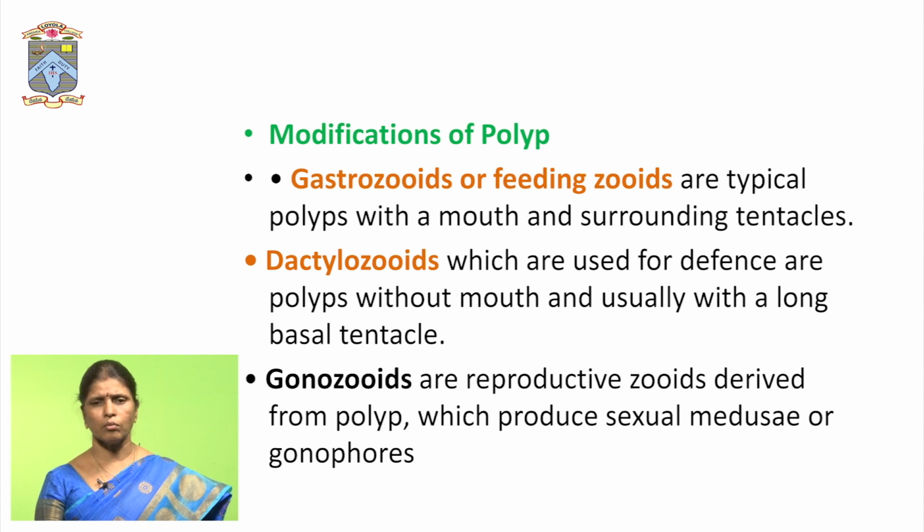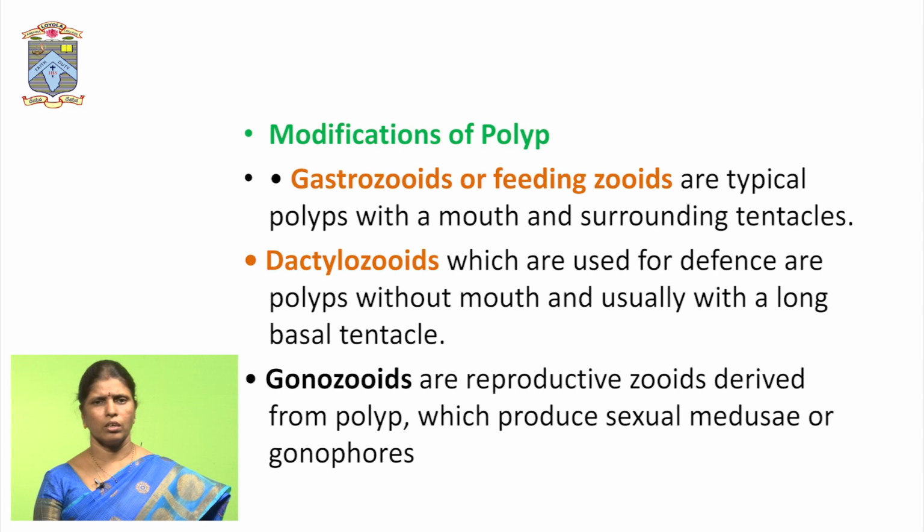And the second example is dactylozooids. These polypoid forms are mainly involved in the defense mechanism. As they function in defense, they need not have structures like a mouth. They require only tentacles. So, they possess tentacles that help in defending the organism.